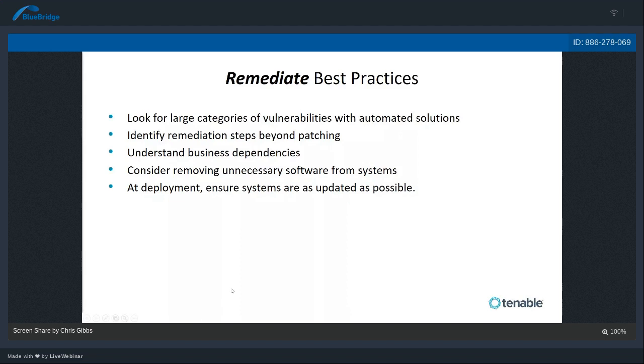Understand business dependencies. Just because you can patch something doesn't mean you should. Would that patch impact another system? Would it impact another software on that system? So sometimes you have to accept risk rather than patching, for example. So understand that business risk, the business dependencies on that host, that system, before going all in and patching everything, for example.